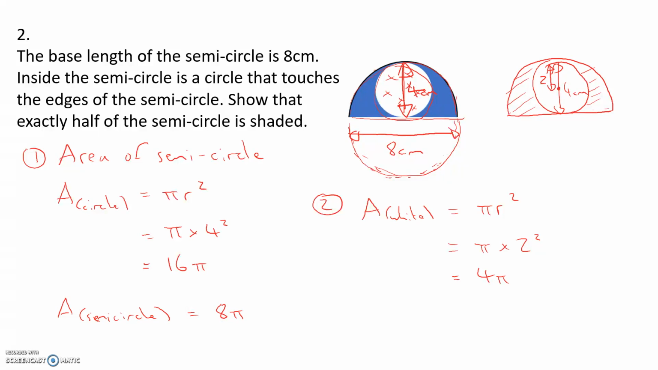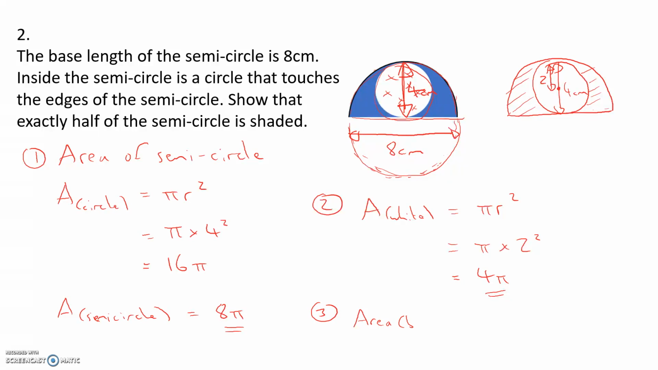Okay, let's go back to the question. Show that exactly half of the semicircle is shaded. Well, we're done. Oh no, we're not done, beg your pardon. Job 3. Okay, let's just be clear. Right, this is the area of the semicircle. This, number 2, is the area of the white circle. We've still not worked out the area of the blue shape.